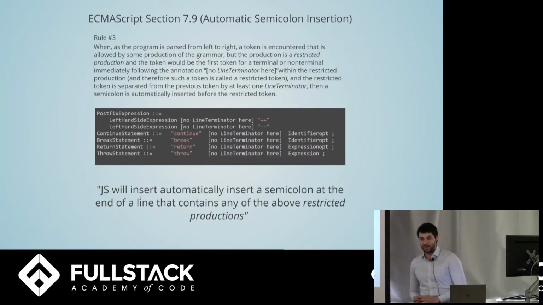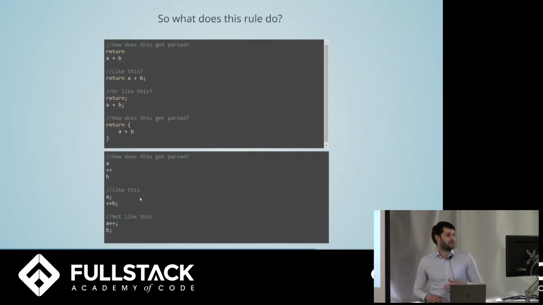So the third rule has to do with some exceptions to the thing with the line terminators. If we have one of these restricted productions, like return, and you wrote return and then on the next line you have A plus B, JavaScript isn't going to parse that as return A plus B. It's going to insert a semicolon at the end of that line and then do A plus B as a separate production. But if you created a code block manually with the braces, it's going to parse it the right way and it's going to just return A plus B like you would probably want.